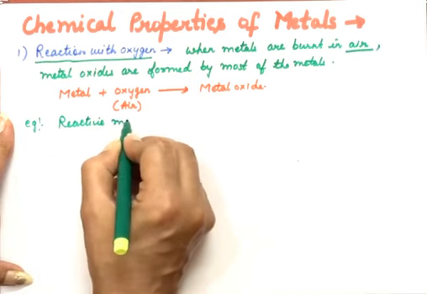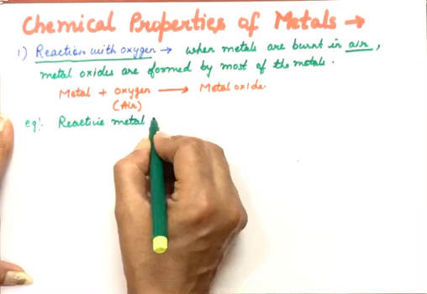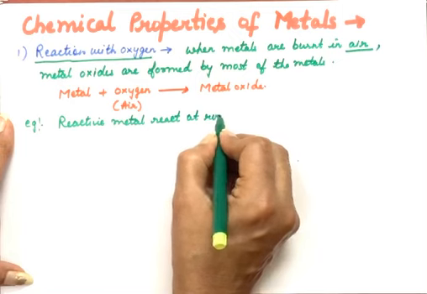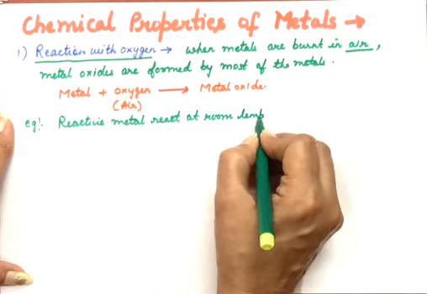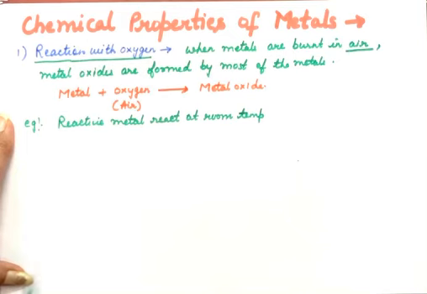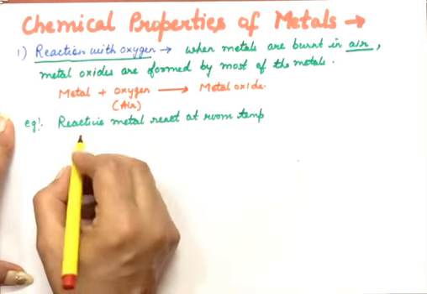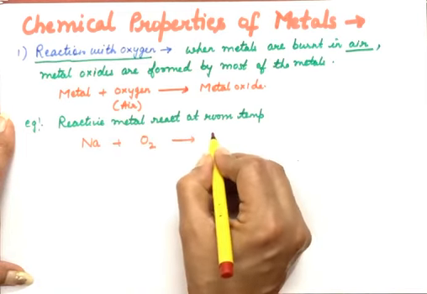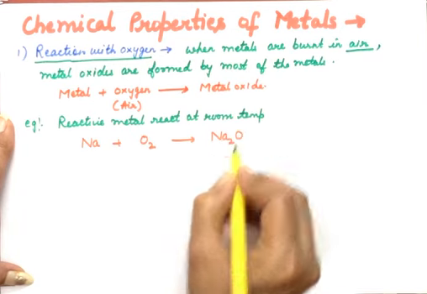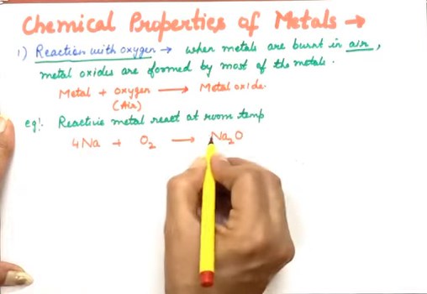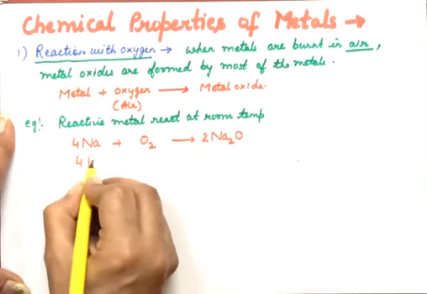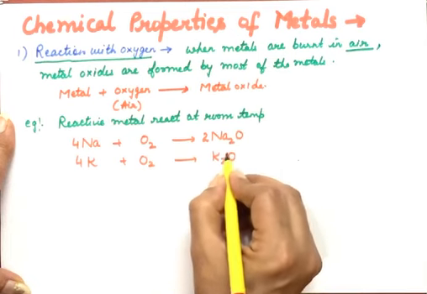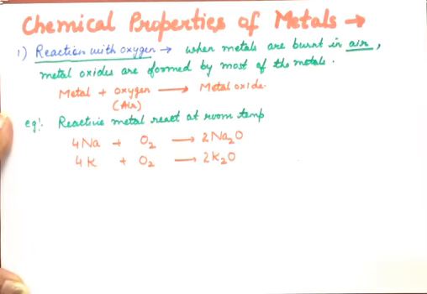Reactive metals, if we take sodium or potassium, these are very reactive metals. Reactive metals react at room temperature. We just have to keep them outside, we will not do anything. On their own, these metals will start burning. So the reaction here is, if I take sodium, Na, it reacts with oxygen and forms sodium oxide. Its formula is Na2O. To balance it, we are writing 4 and 2 here. Similarly, if I take potassium, then we'll get potassium oxide. So this is about sodium and potassium.